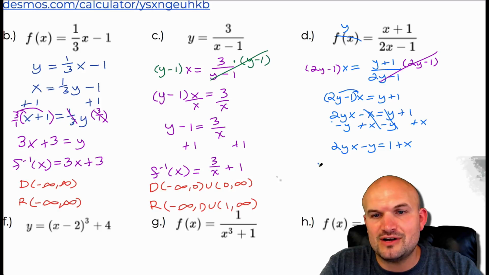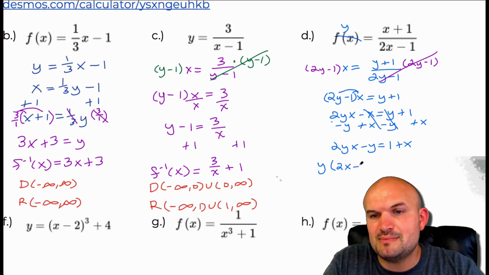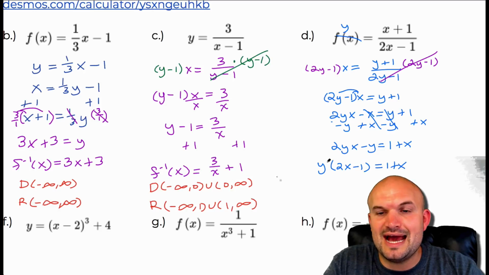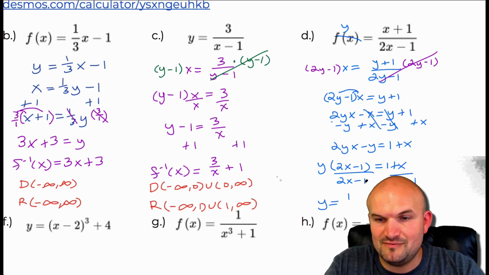So if I factor out a y, which is kind of the same thing as dividing out the y, I'm left with y times (2x minus 1) equals 1 plus x. And now, to solve for y, I just divide by 2x minus 1 on both sides, and something really, really interesting happens here. As you notice, I have the exact same function. Oh, I'm going to set this as f inverse.